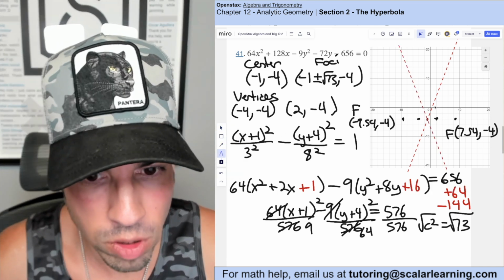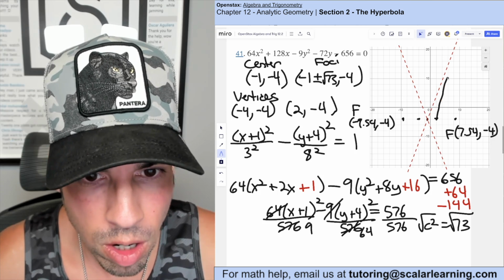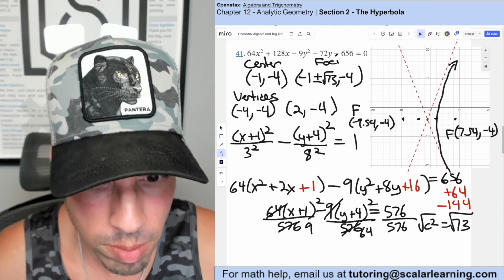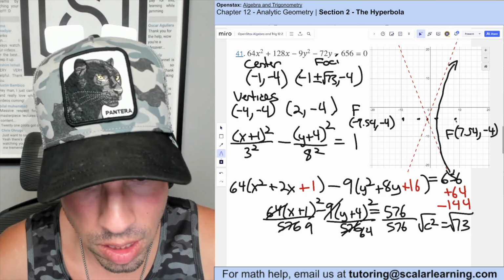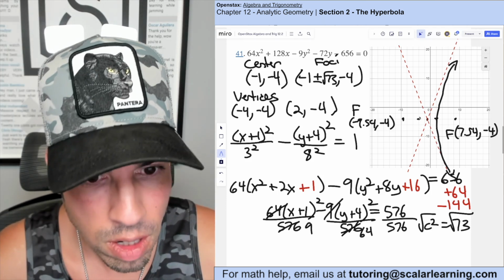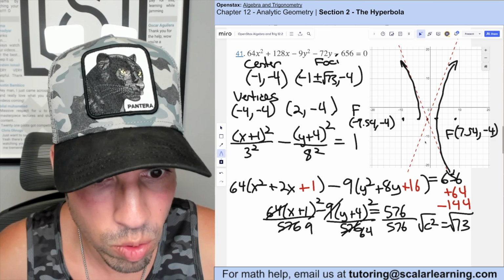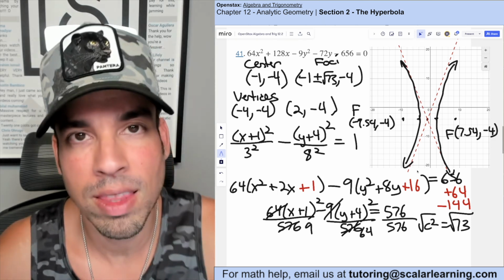Then starting at the vertices, we go up and we hug those asymptotes, and coming down. Obviously not meaning to cross the asymptote, and then bending around that focus. And then same on this side. And that's how you do it.